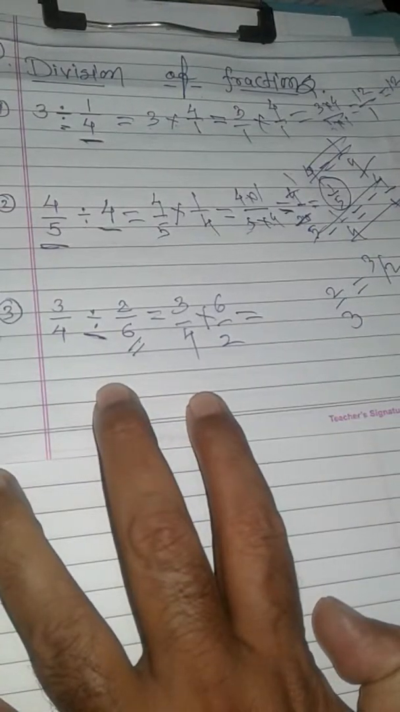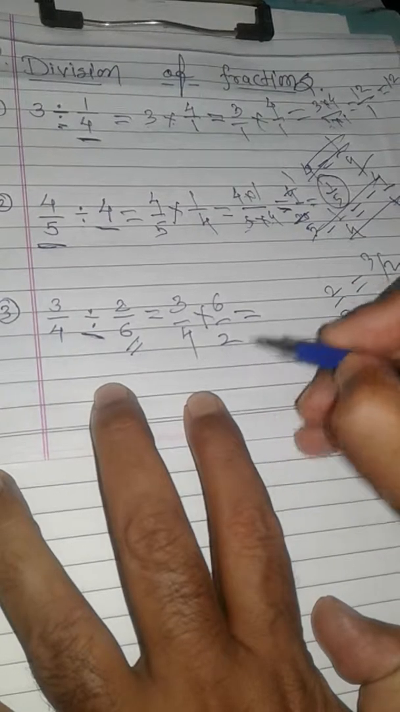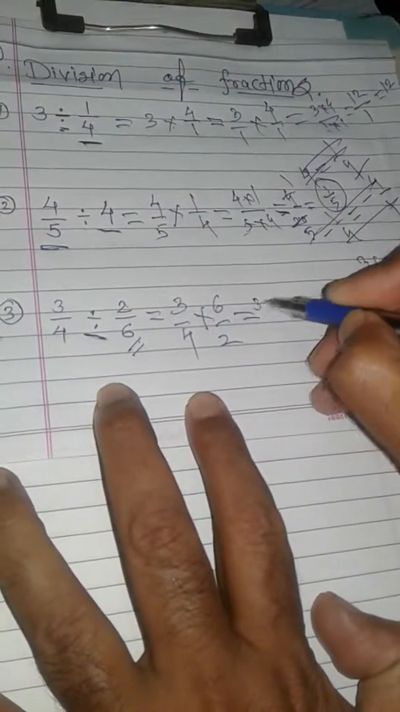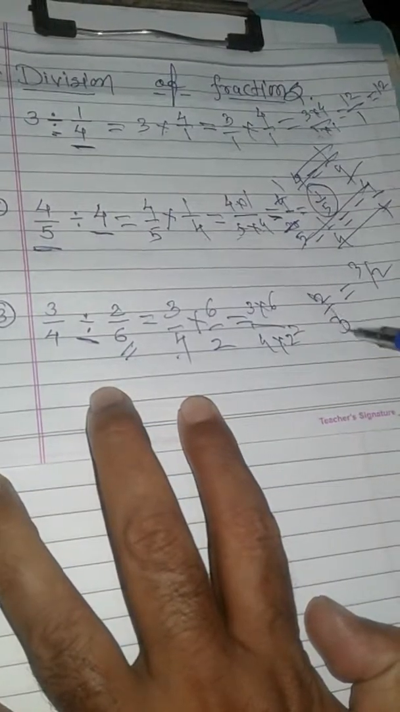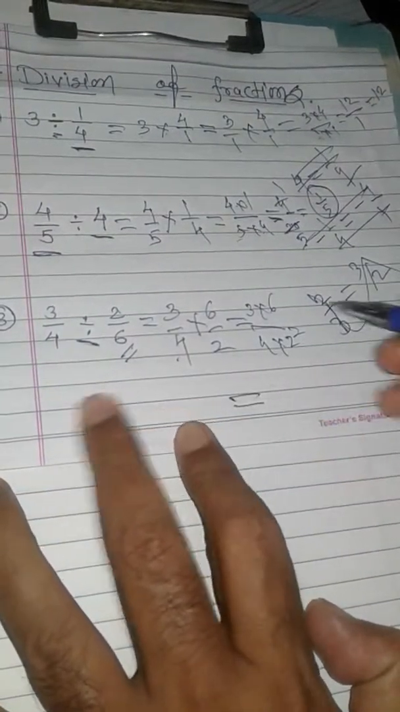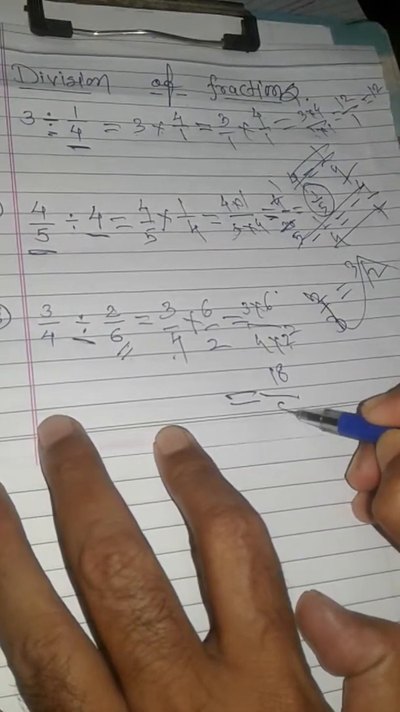Now as it is, we already learned about multiplication, that is numerator to numerator, denominator to denominator multiplication. 3 multiplied by 6, that is very simple, and 4 multiplied by 2. Now do it. Here you can write 3 multiplied by 6 is 18. Now 4 multiplied by 2 is 8.